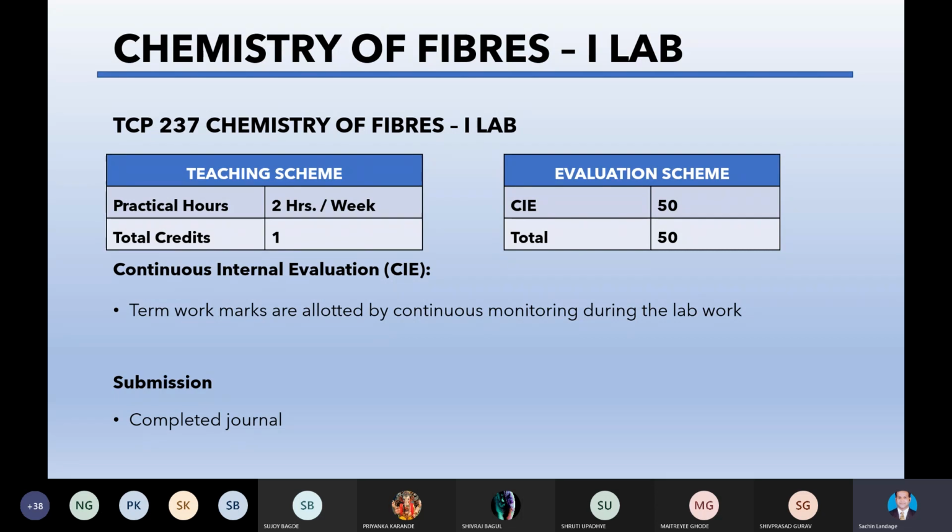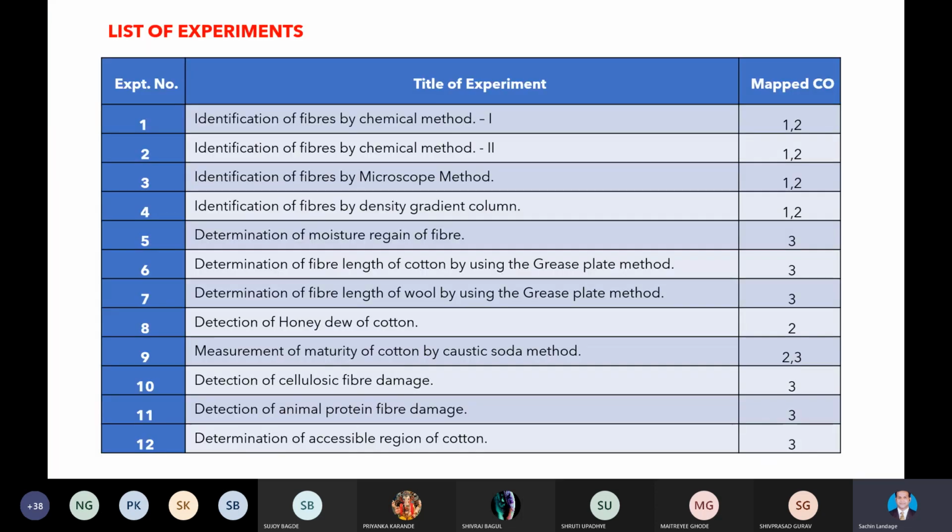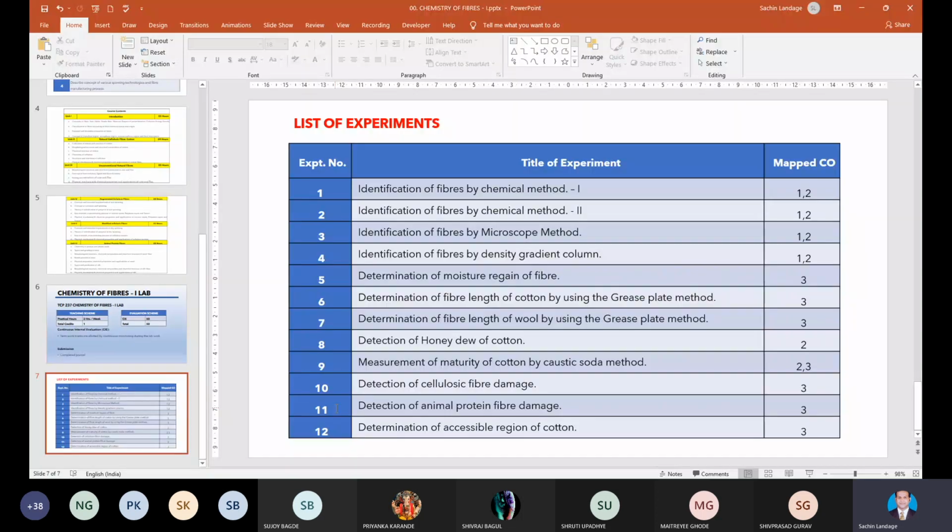And submission is nothing but the completed journal. And this is a list of the practicals which I will tell you during our practical hours, which you are going to see. So there are a total of 12 practicals, and one by one we are going to complete all these practicals. Okay, so this is regarding our content. Any doubt regarding this point, or the content, or Chemistry of Fiber 1?